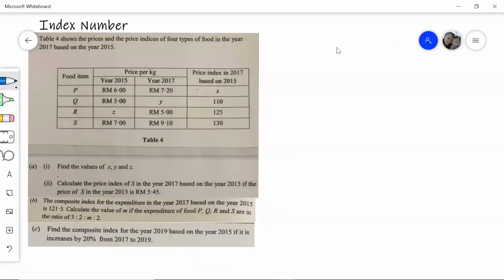Hello everyone. In this video clip, I am going to show you how to solve this index number question. Now, before we start into the solution, let's recall what are the important formulas in this chapter.